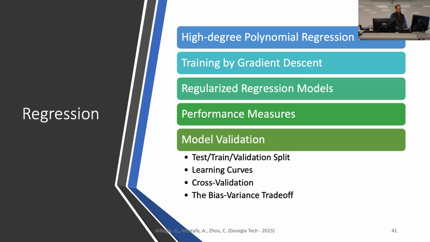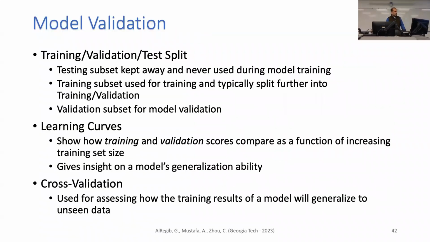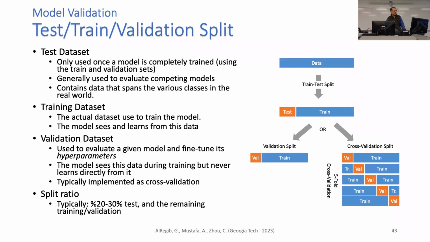Now the validation, I went through this in the classification, so I'll go through it quickly again. The training, validation, test splits. Take your data and split into train and test. The train becomes validation and train. The test is something that you never see in the training. The validation, you don't use for training, but you see it to evaluate how good you are doing, right?